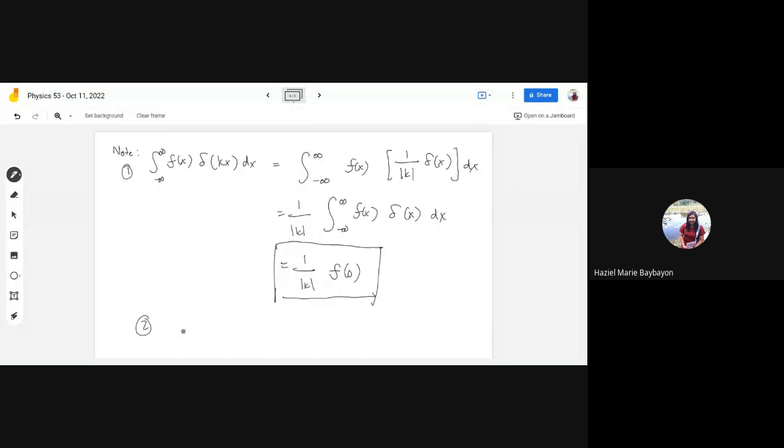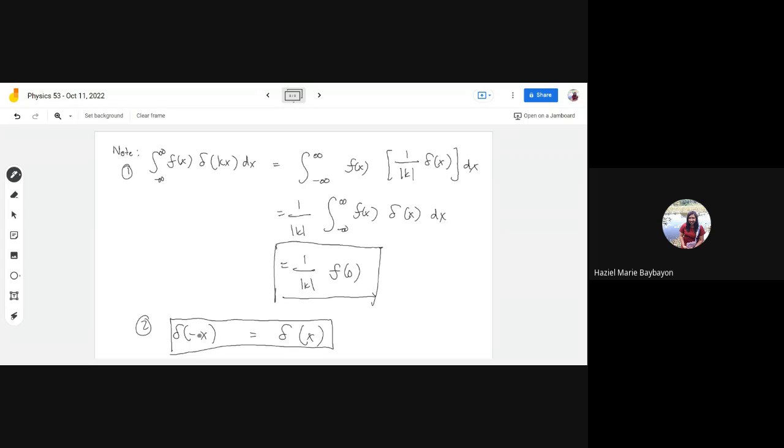So take note that the Dirac delta function is an even function. So cosine, negative cosine, you have this one is just equal to this. Okay? So please take note of this.